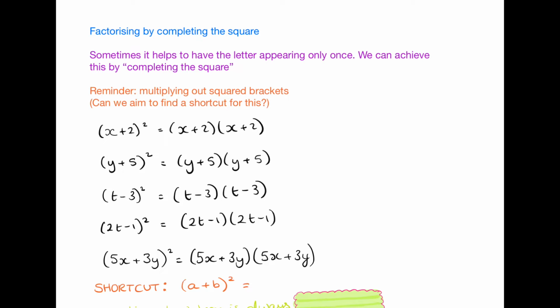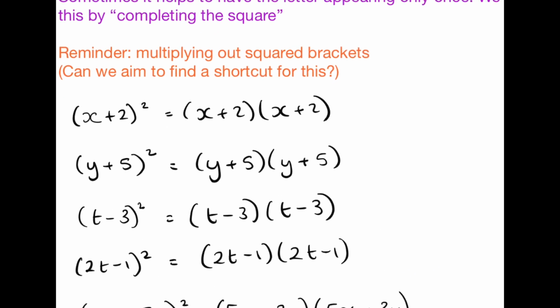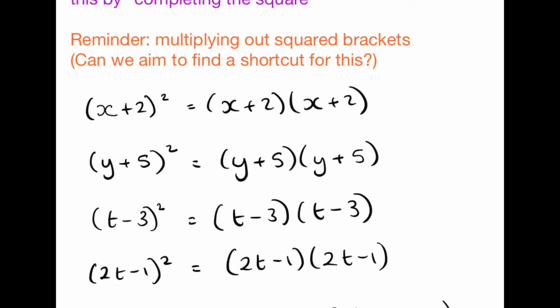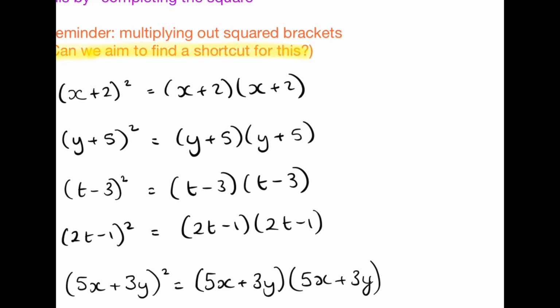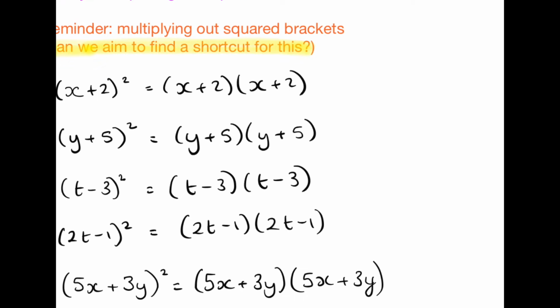So that's what we're going to be learning how to do tomorrow. Today we're going to practice multiplying out squared brackets, and our aim really is I want us to find a shortcut for this. So think about this as we're multiplying out these brackets. Can we see a shortcut? Okay, so let's get on then.